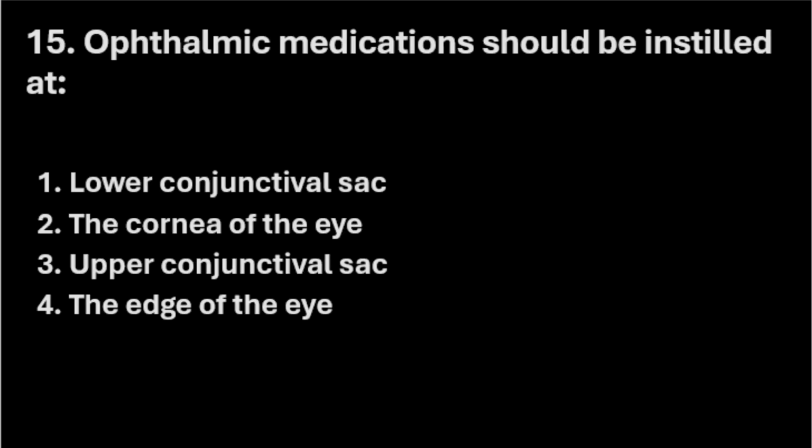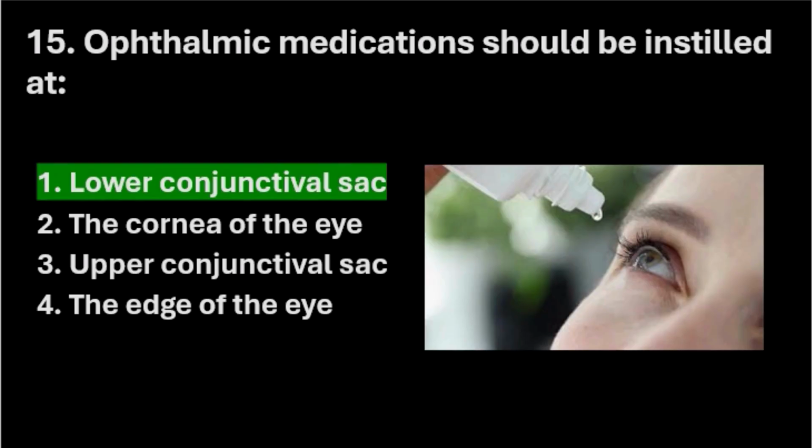Next question. Ophthalmic medication should be instilled at: option 1 lower conjunctival sac, option 2 cornea of the eye, option 3 upper conjunctival sac, and the fourth one is the edge of the eye. The right answer here is option 1 lower conjunctival sac. The ophthalmic medicine should be instilled in the lower conjunctival sac.